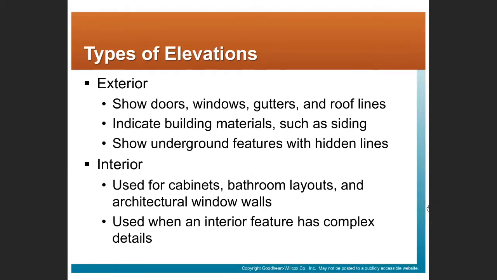Again, our exterior elevations will show the windows, doors, gutters, roof lines. We'll see building materials. Underground features would be things like basement floor slabs or footings, foundations. Those would be shown as dashed lines or hidden lines.